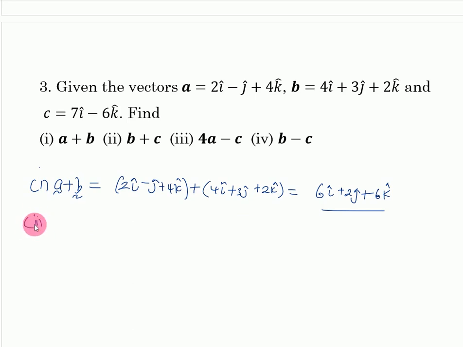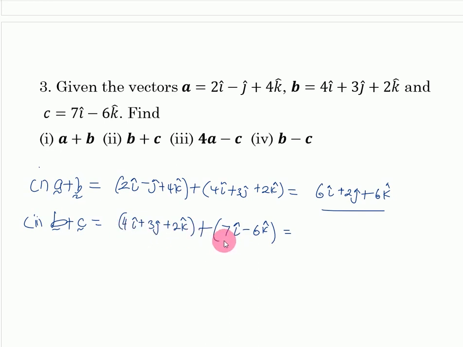Then Roman 2 is asking for b plus c. If you are to get b plus c, you shall have b, which is 4i plus 3j plus 2k, and we are adding it to c, 7i minus 6k. And still I'm going to write just the final answer. Look at the i's.